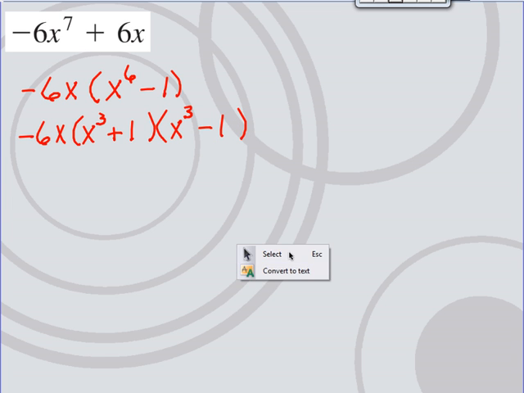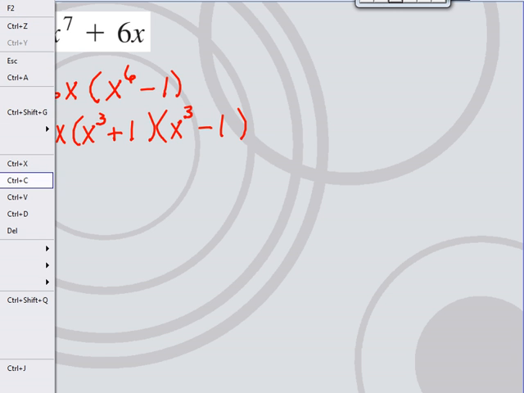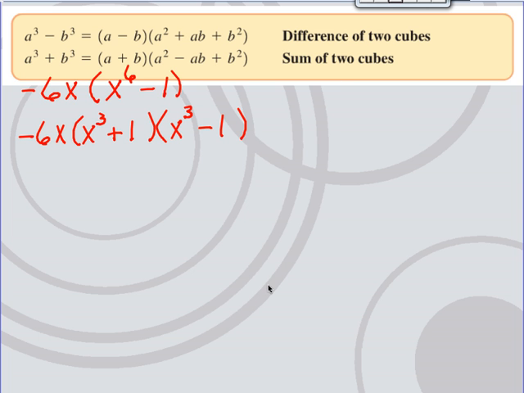Let me get my formula here. There's my formula. Let's do x to the third plus 1. That's kind of obvious what your a and b are. Your a is x, and your b is 1. So everywhere you have an a, put an x. Everywhere you have a b, put a 1. So that's going to be x plus 1 times x squared minus x plus 1.